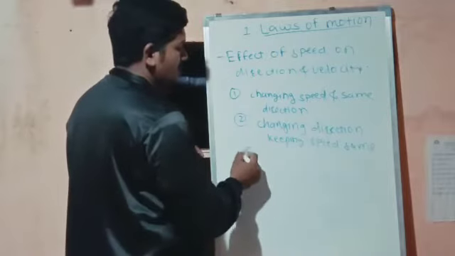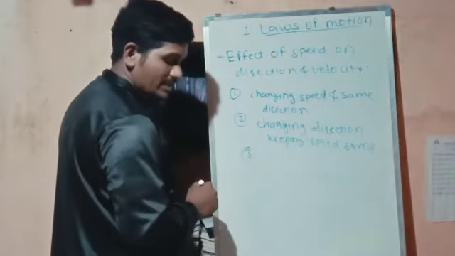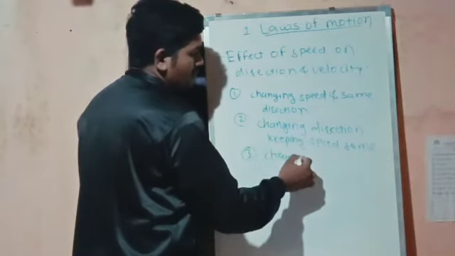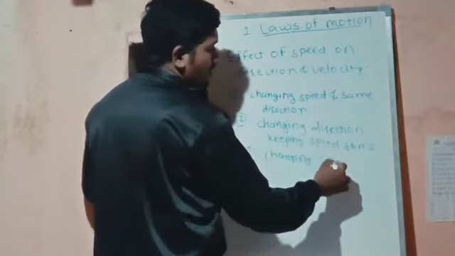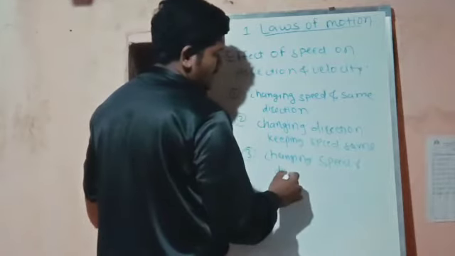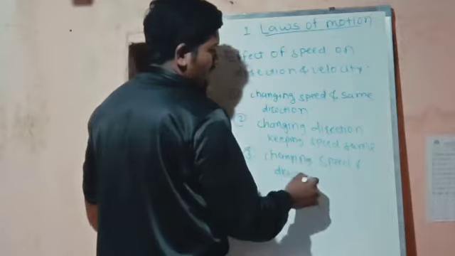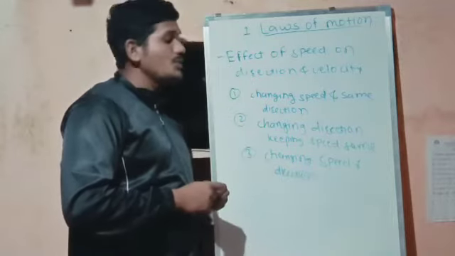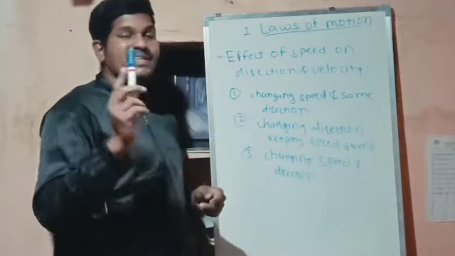And the third case you can understand is changing speed and direction. Speed and direction. So these are the three cases you have to keep in your mind. You can change the velocity by the three cases.